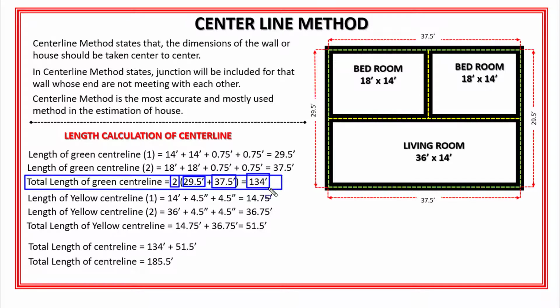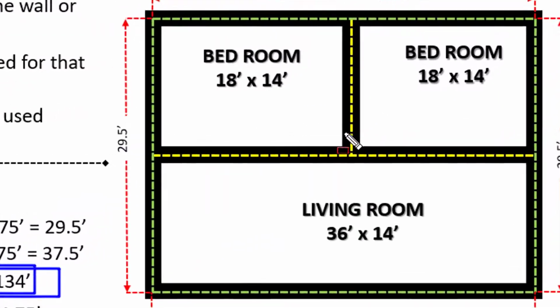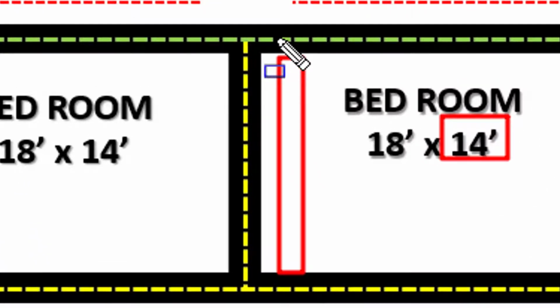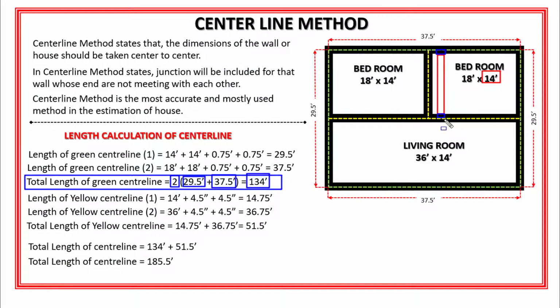Next is I have to calculate the length of the yellow center line. So the length of this yellow center line is equal to 14 feet, which is the width of the room, plus half of the width from this wall, which is 4.5 inches, plus half of the width from this wall, which is also 4.5 inches. And the total length of this yellow center line is equal to 14.75 feet.